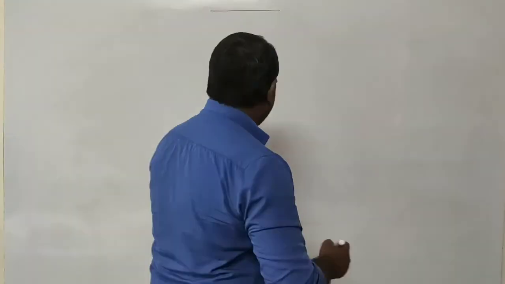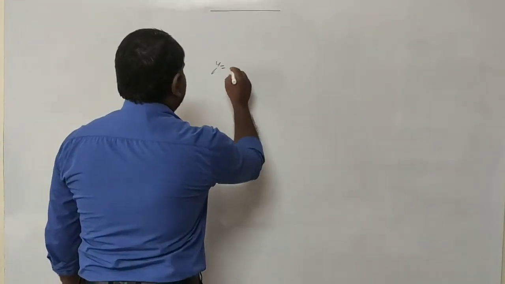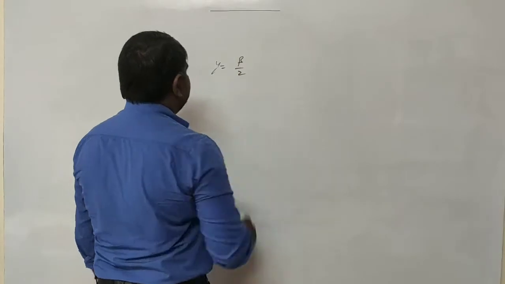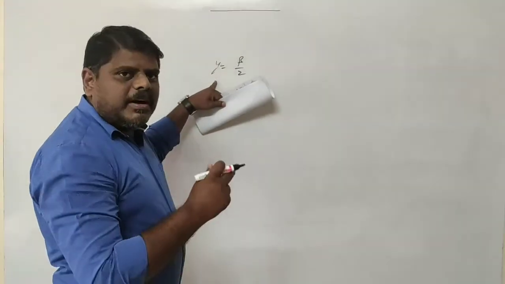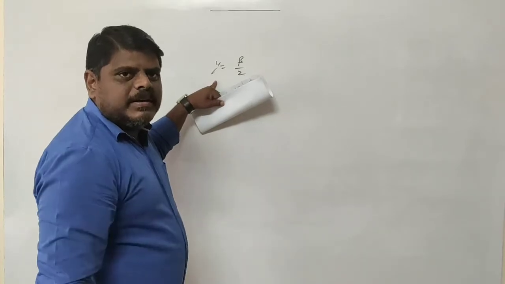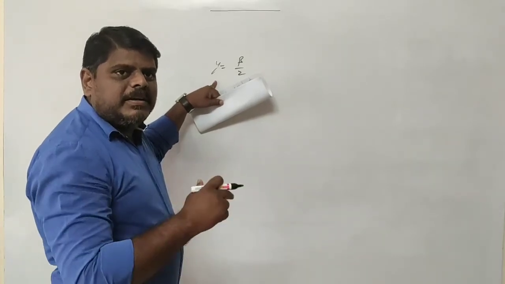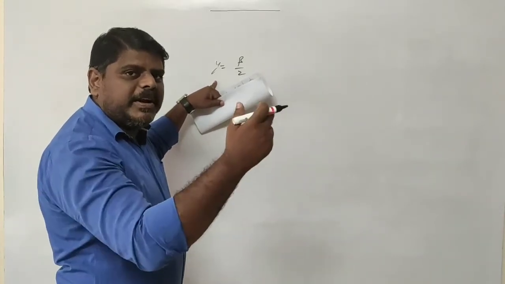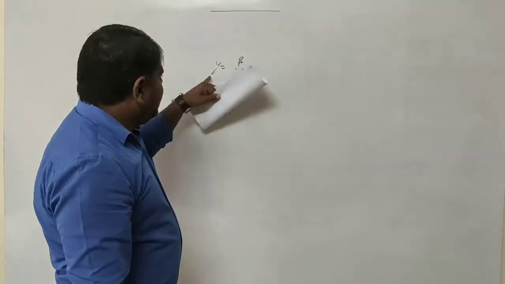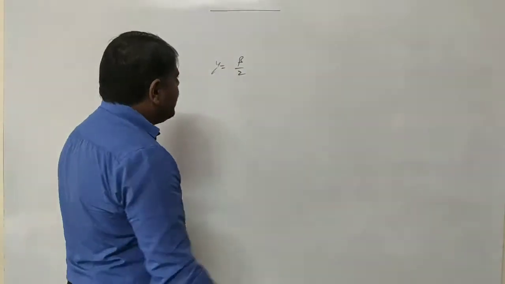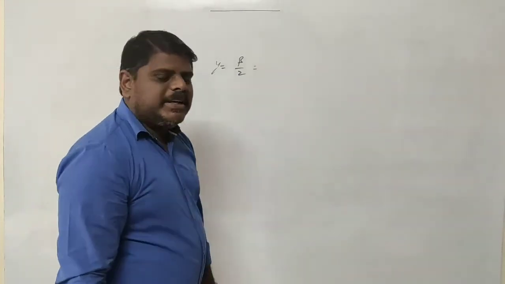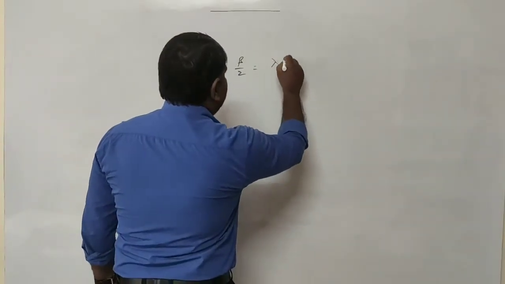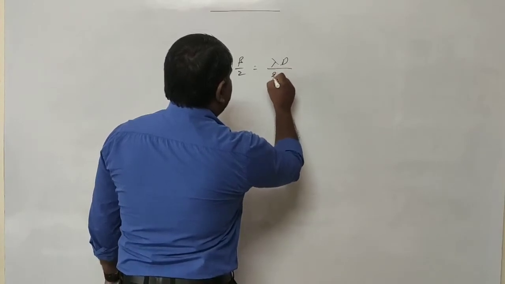Half of the fringe width means you can write y is equal to beta by 2. So the distance between one bright fringe and the immediate dark fringe. If I find the distance between one bright fringe and the next immediate bright fringe, then that will be beta. But here it will be y is equal to beta by 2. Beta is equal to, what is the formula? Fringe width formula, lambda into capital D by small d. So that is equal to lambda into capital D by 2 into small d.